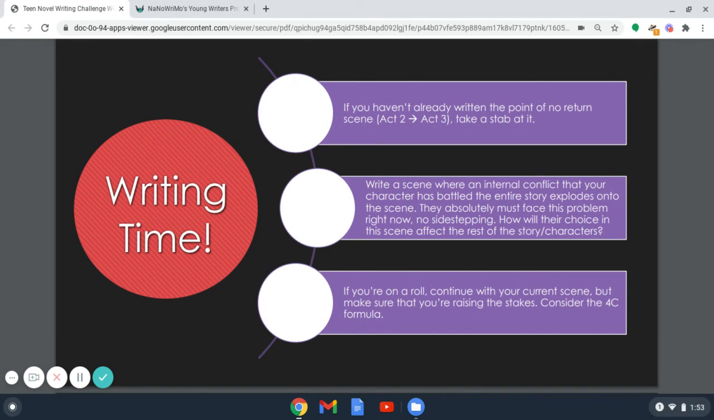And as always, if you're on a roll, continue with your current scene, but just make sure that you're raising the stakes and considering the 4C formula. So your change, choice, conflict, and those consequences. Okay.